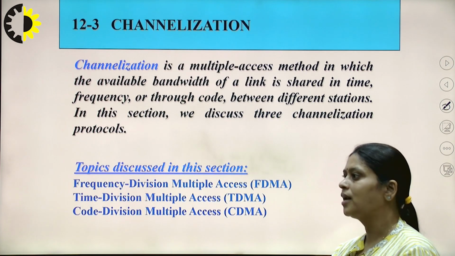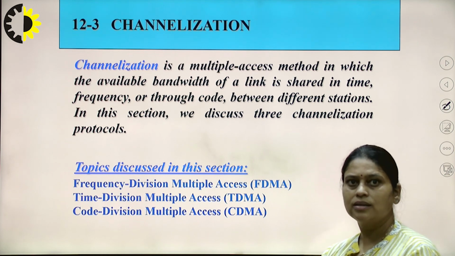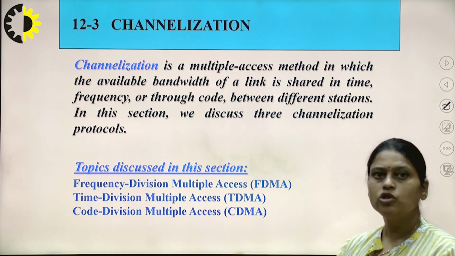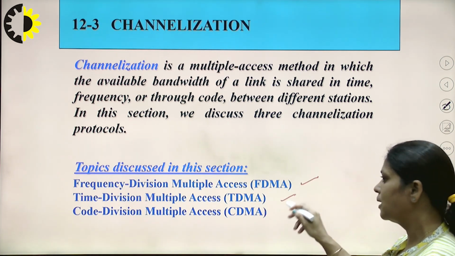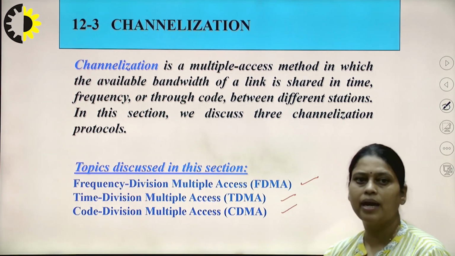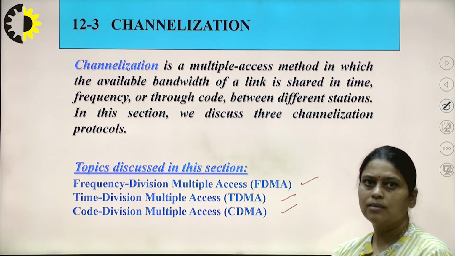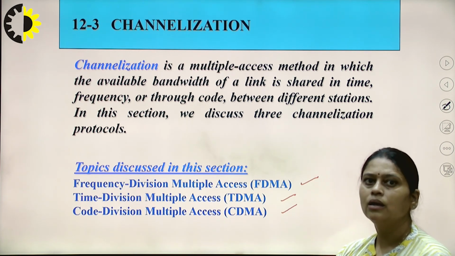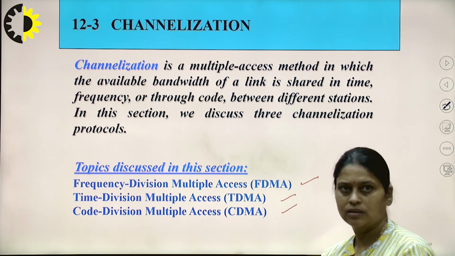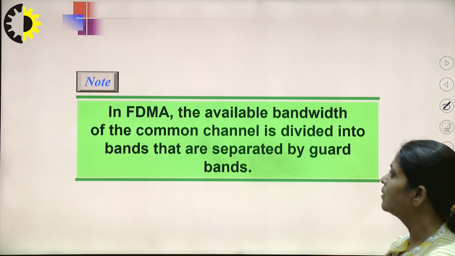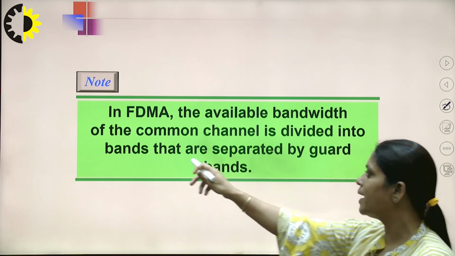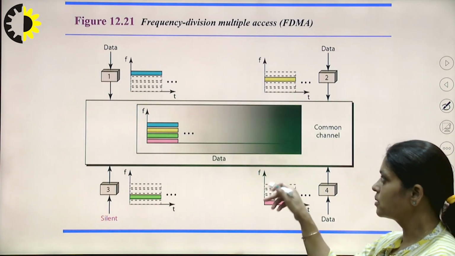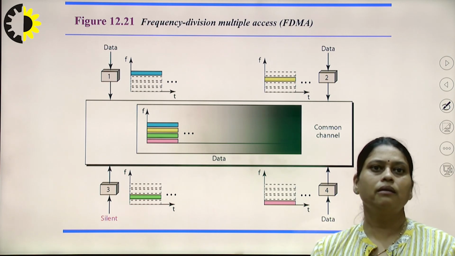The next method is channelization. Channelization is a method in which the available bandwidth of a link is shared. Three methods come under this category: FDMA, TDMA and CDMA. It is a multiple access method in which the available bandwidth of the link is shared in time, frequency and code between different stations. In FDMA, the available bandwidth of the common channel is divided into bands. This is the process of how we create the bands.